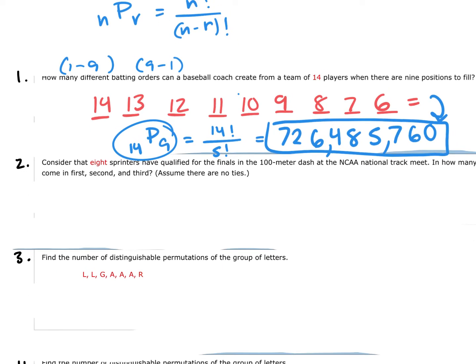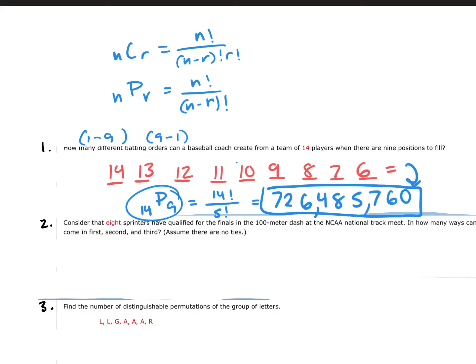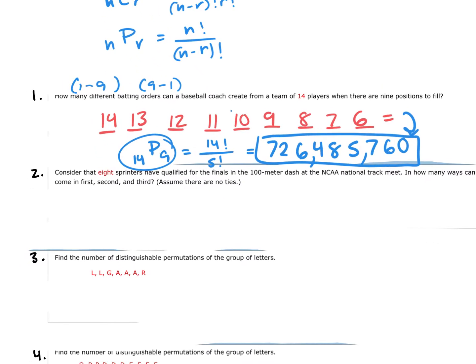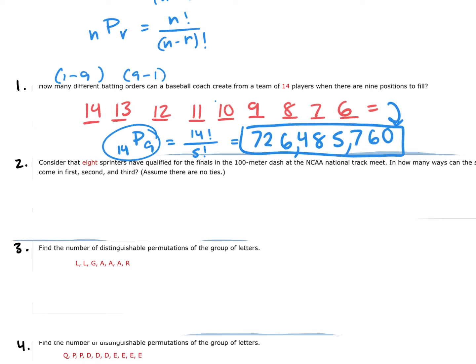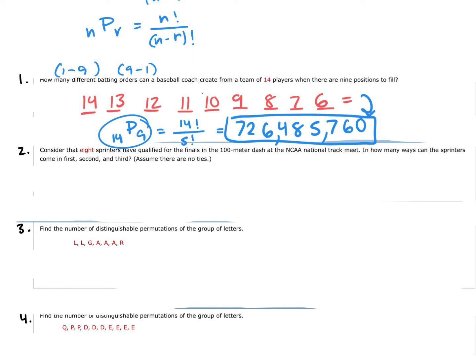So for number 2, consider that 8 sprinters have qualified for the finals in the 100-meter dash at the NCAA National Track Meet. In how many ways can the sprinters come in first, second, and third? Assume that there are no ties. So I only care about first, second, and third place. And I have 8 sprinters.